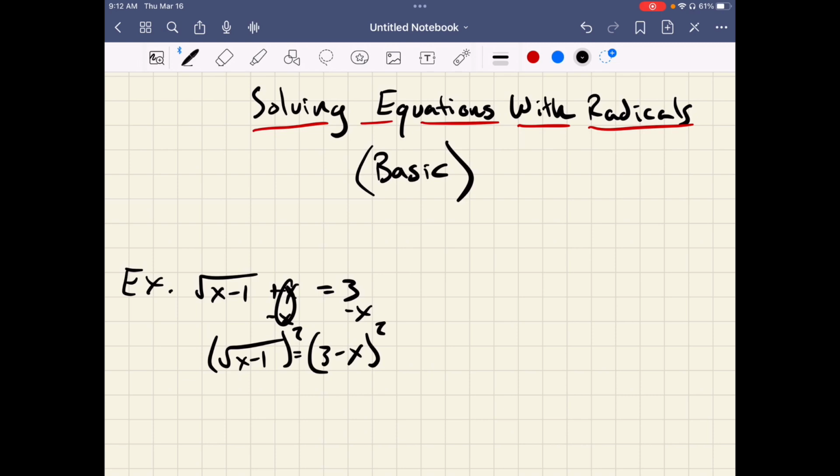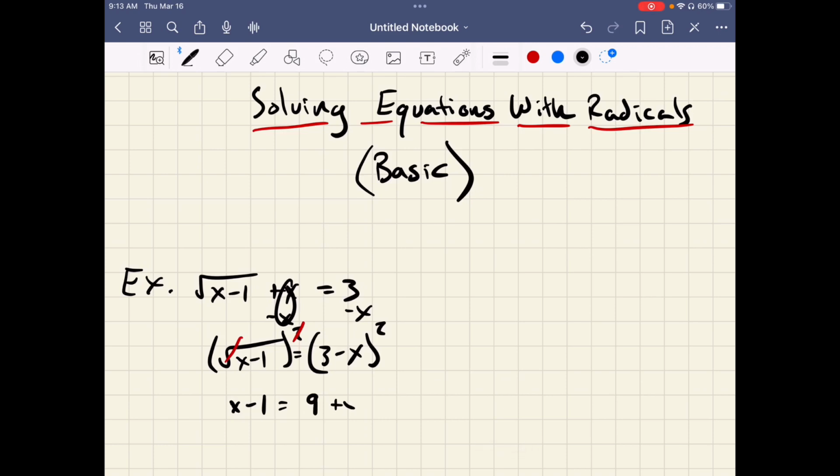Okay, now you have to be careful. This entire left side is underneath the radical, which means I'm squaring the entire left side, which means the opposite operation of a square root is a squared. So essentially what happens is those two things undo each other, kind of like a cancel out, and I'm left with an x minus 1. Okay, let's move on to the other side.